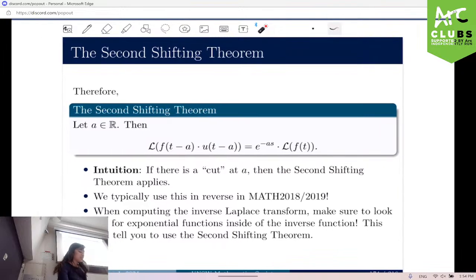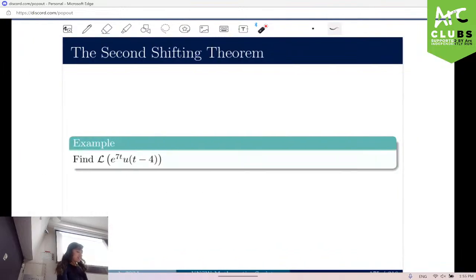So what do I mean by that? Let's look at this. We can see that there's already a shift in here, and now we see that it's getting multiplied by e to the 7t. So what does that mean? There are two shifts. Oh, second shifting theorem. Very nice. We know that the second shifting theorem looks a lot more like this.